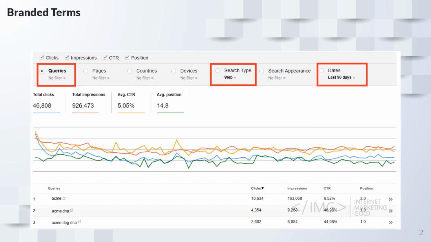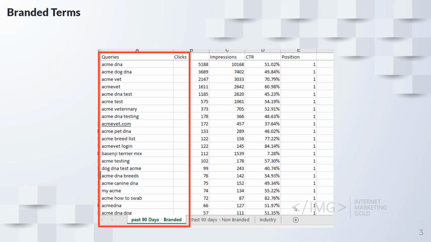So if you go to Queries and then Web, and then look at the last 90 days, you can see in this fictitious example, Acme is the number one, Acme DNA, Acme Dog DNA. So this is a dog DNA company, fictitiously. And you can see that that's where the majority of their clicks and impressions are coming from. You can download all of these and sort.